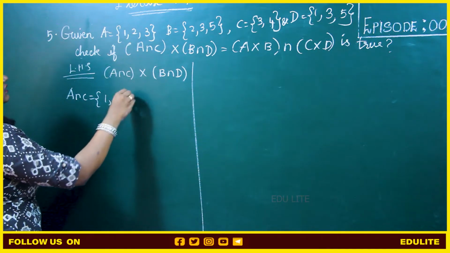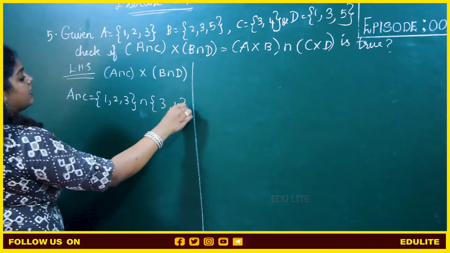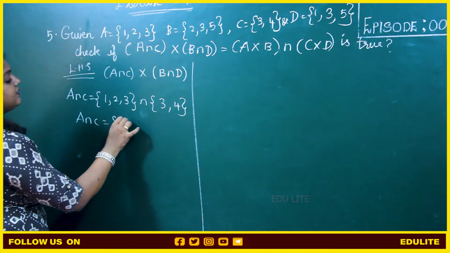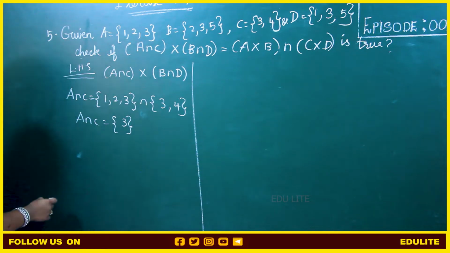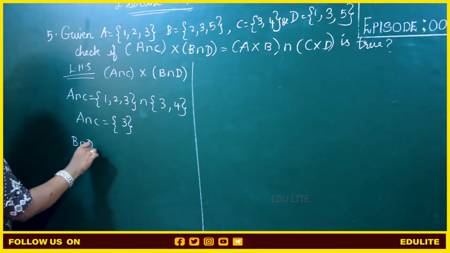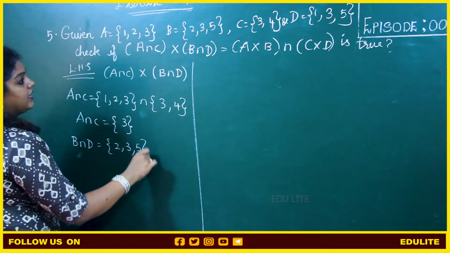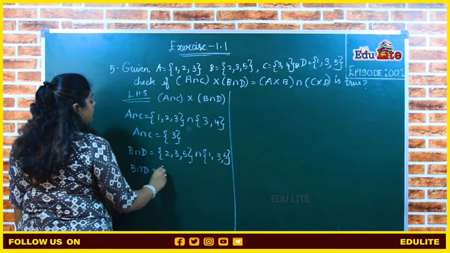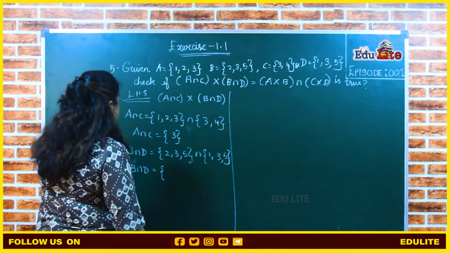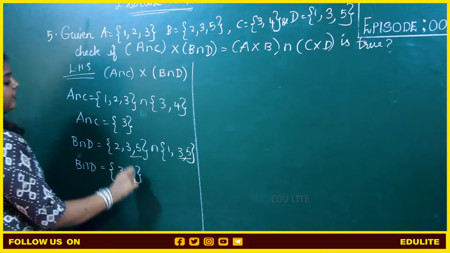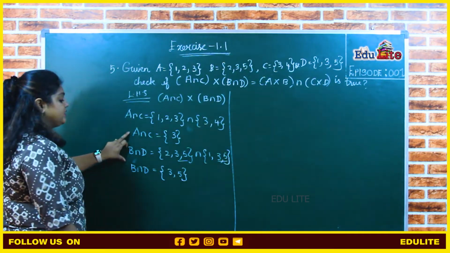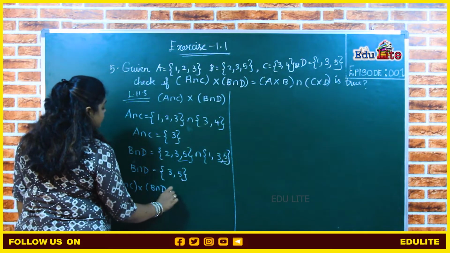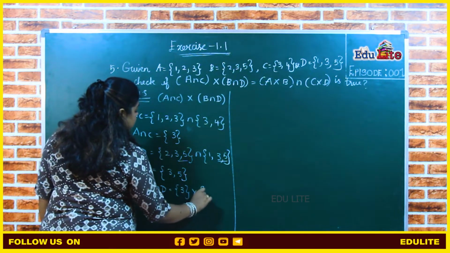A set is 1, 2, 3. Set C is 3, 4. Intersection means we have to write only the common elements present in both the sets. So A intersection C carries only the number 3, which is common in both the sets. Next we will do B intersection D. B intersection D can be written as {2, 3, 5} intersection {1, 3, 5}. The elements common in both B and D are 3, 5. Next we will do the cross product between A intersection C and B intersection D, which is 3 cross {3, 5}.